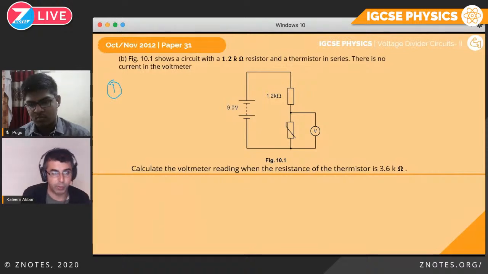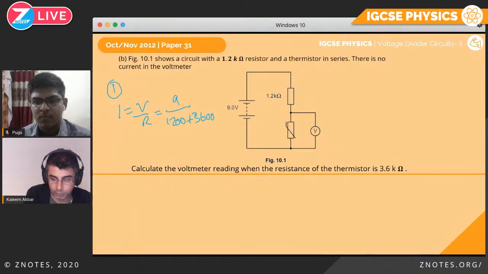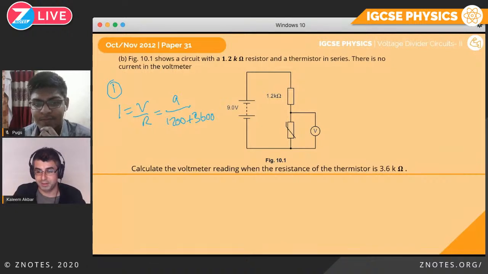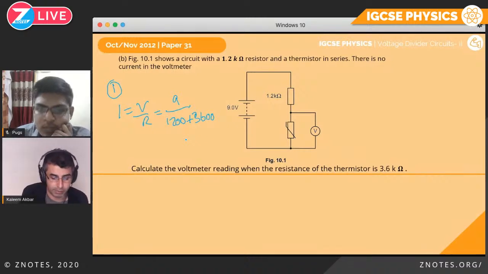Let's call this method number 1, the traditional way of doing it. I equals V over R. What am I going to do? 9 volts over 1,200 plus 3,600. Wait, oops, let me turn that off. That shouldn't have been there. My bad. Now, where did that come from? Where did the 3,600 come from? Where did the 1,200 come from? 1.2 kiloohm, 3.6 kiloohm.